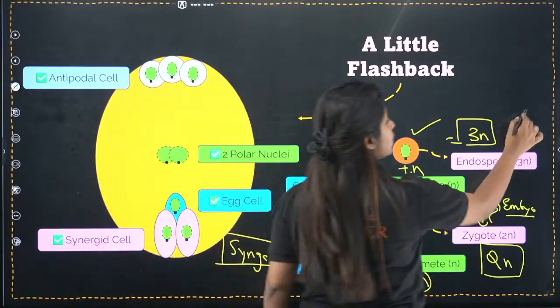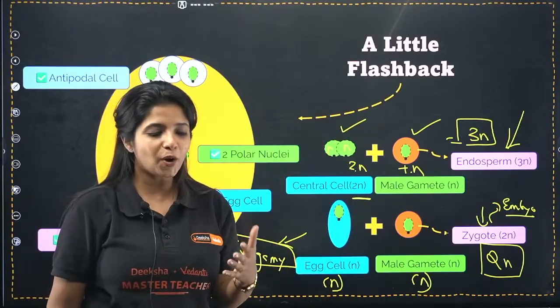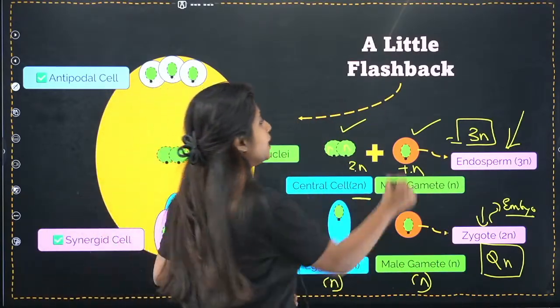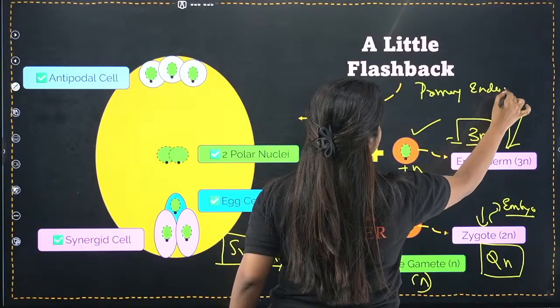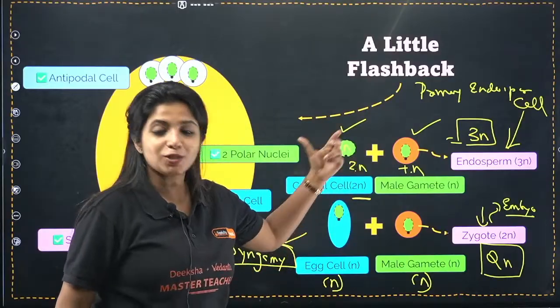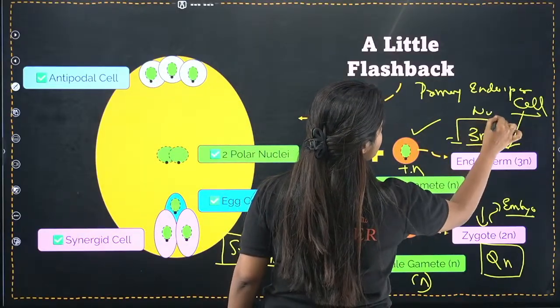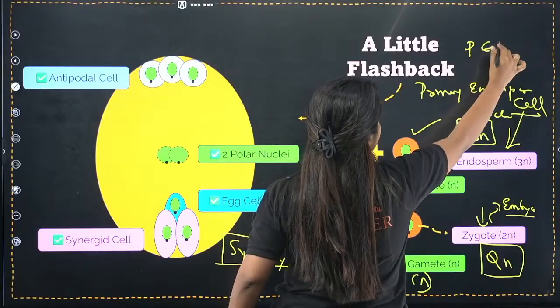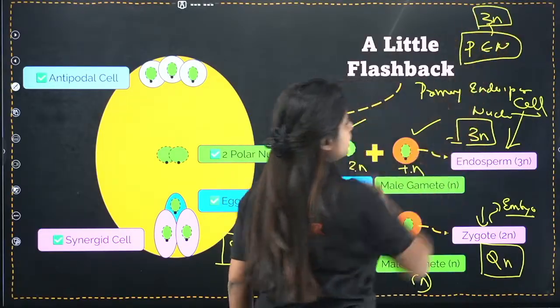And what do you call this thing that is being formed over here? Primary endosperm cell. You do not call it endosperm, even though I have written it like that. You call this primary endosperm cell. This is just a cell which is being formed, and the nucleus of this particular cell is known as the primary endosperm nucleus. You can also call it PEN, and basically it is triploid in nature.